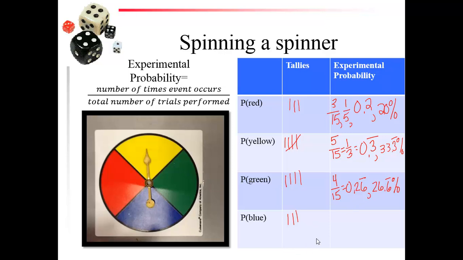All right, and the next one is 3/15 again, because blue occurred 3 times out of 15, which was equivalent to 1/5, or 2/10, or 20%. So again, experimental probability is just the number of times an event occurs over the total number of trials. And you can express it as a fraction, since it's a ratio, a decimal, or a percent.